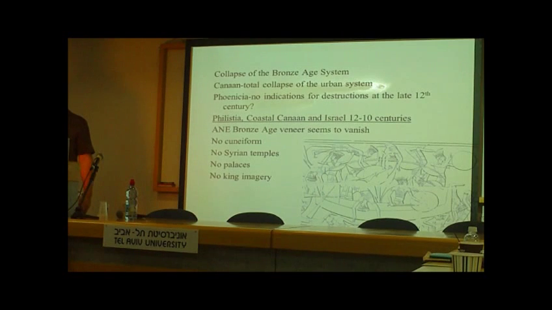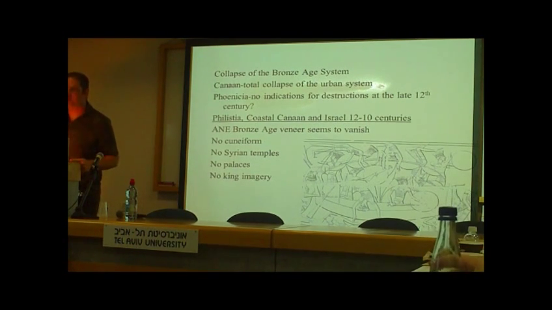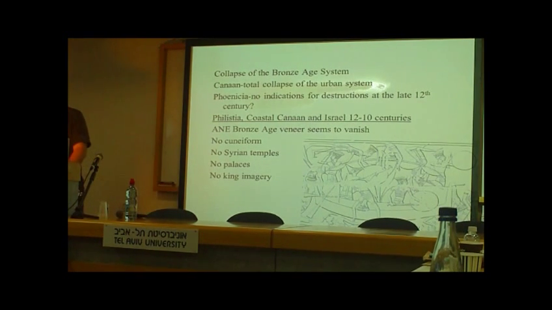Now, during the collapse of the Bronze Age system, there is a total collapse of the Canaanite urban system. In Phoenicia, however, there is no evidence for a massive collapse and no indicator of destructions. But in Philistia, coastal Canaan and Israel in the 12th to 10th centuries, the ancient Near Eastern veneer seems to vanish. There is no cuneiform, there are no Syrian temples anymore, unless you want to count the elusive Solomonic temple as a Syrian temple in the 10th century. There are no palaces and there is no king imagery.